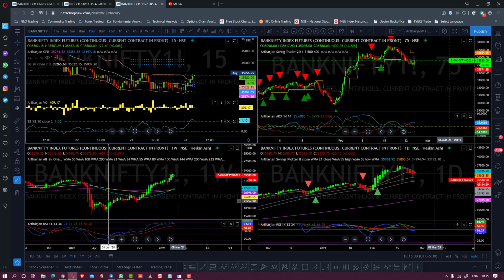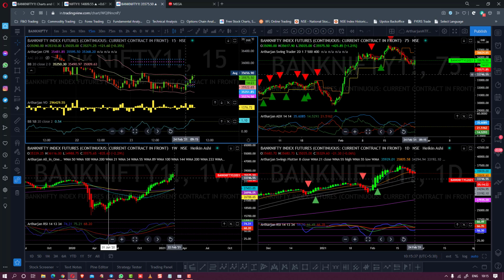Now on a weekly time frame, my main trend is bullish. On a daily time frame also, my main trend is bullish. So I'll wait for the midterm time frame to give me the confirmation, and the Bollinger Band should expand.